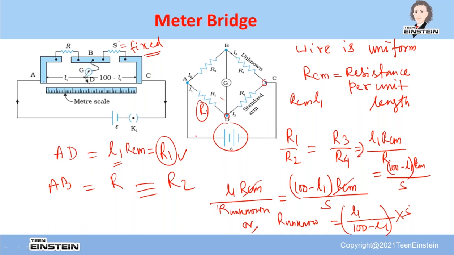So this is how you can find out unknown resistance in the laboratory using a meter bridge, the working principle of which is based on the balanced condition of the Wheatstone bridge. Okay, I hope you people have understood this much.